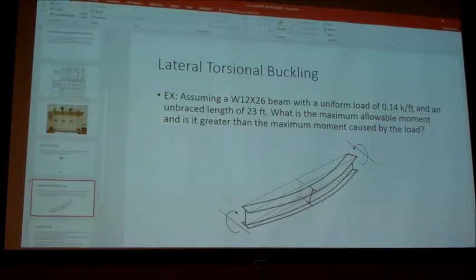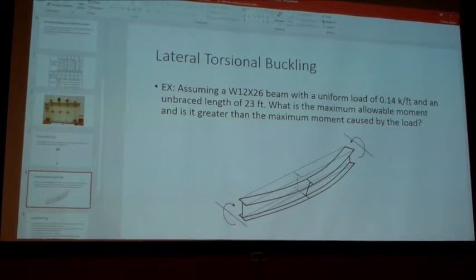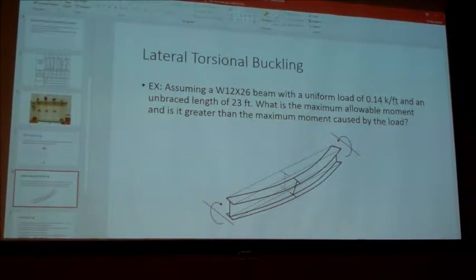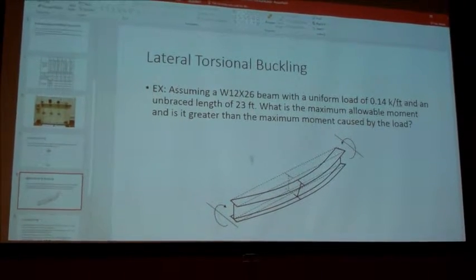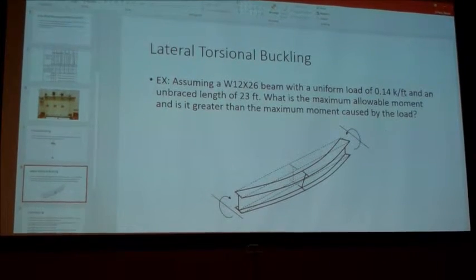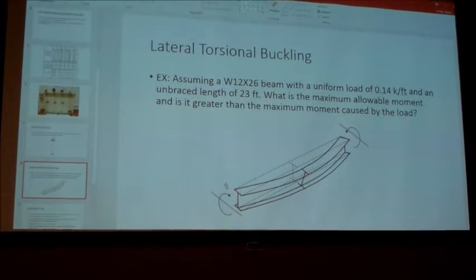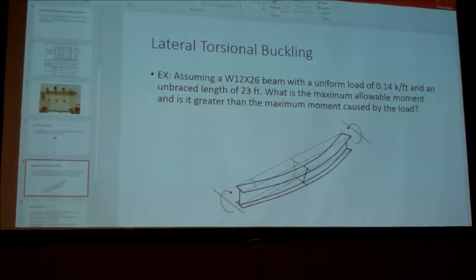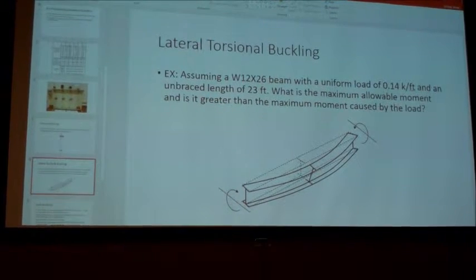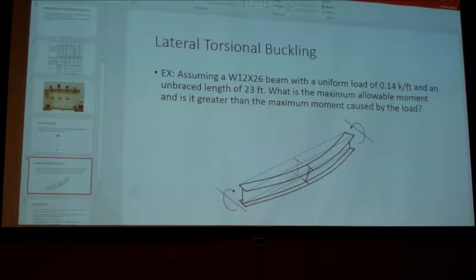If we go back here, we can see our WL squared is 0.14 times 23 squared divided by 8, and the allowable is greater than the maximum moment caused.